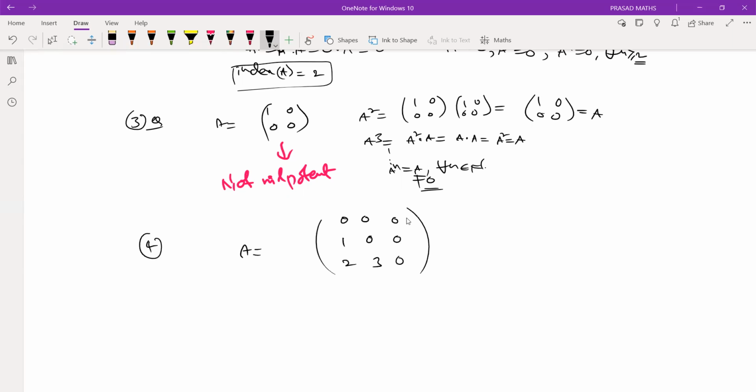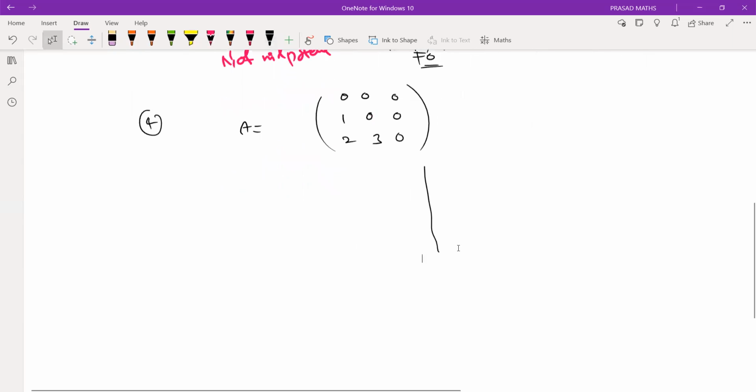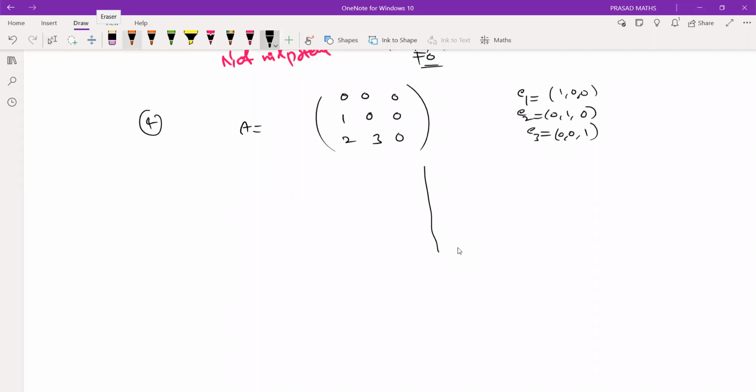There are two approaches. One is to do the problem by definition, but I'm going to give a short trick. You know this notation in linear algebra: E1 is 1, 0, 0, E2 is 0, 1, 0, and E3 is 0, 0, 1. It is the standard basis for R3. I'm going to use this argument.